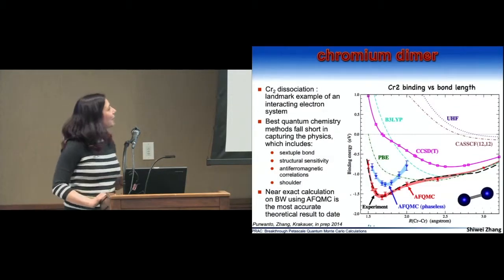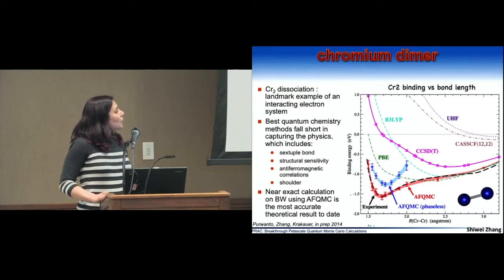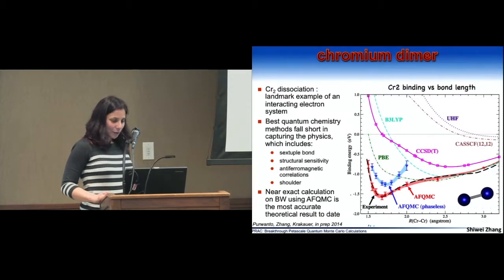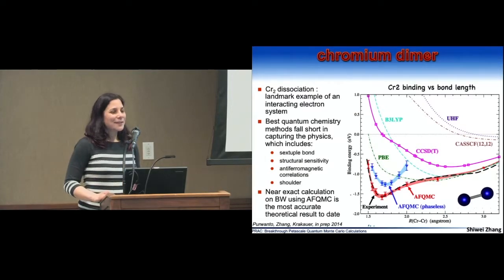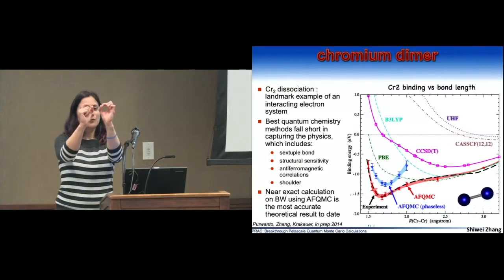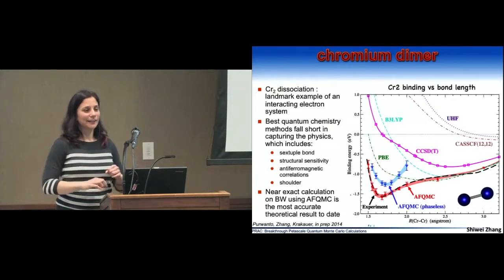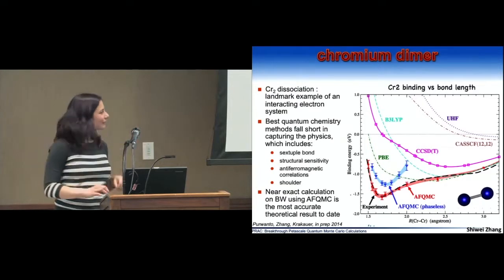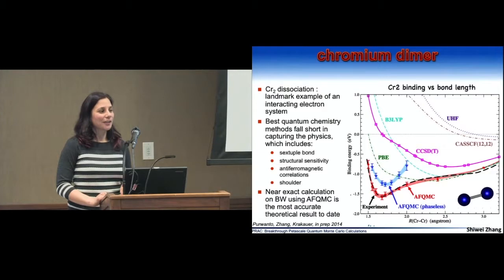Okay, so I'll spend just a minute talking about a little bit of work on methodology development that Shiwei Zhang is carrying out. One of the historic landmark problems in computational interacting electron physics seems like it should be very simple, right? Take a chromium dimer and dissociate it and see how the energy varies as a function of separation. Turns out that has become a benchmark test for the accuracy of a lot of our techniques and methods.